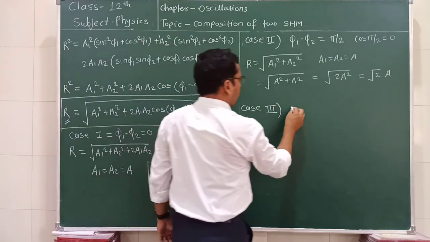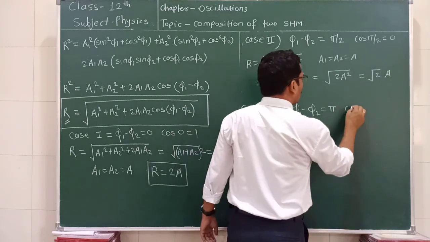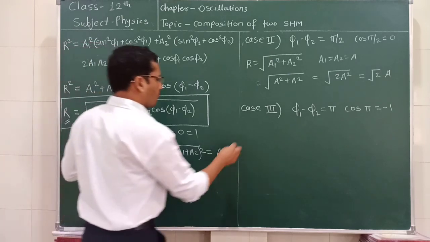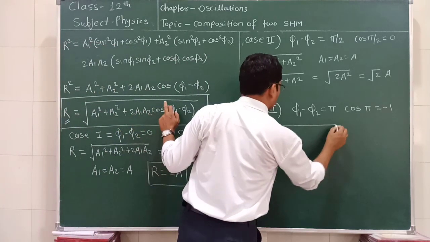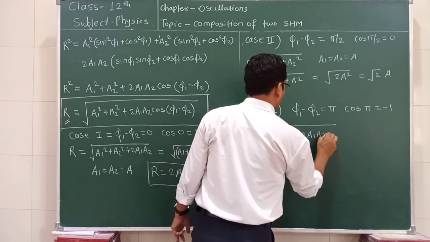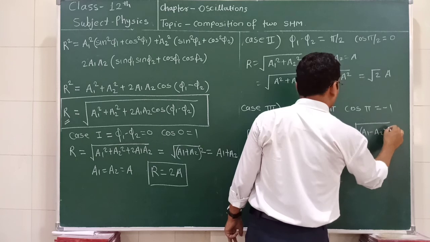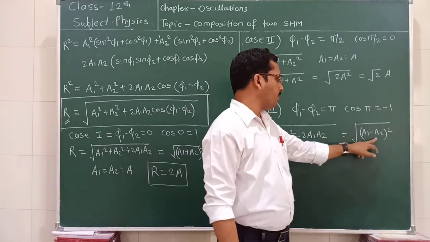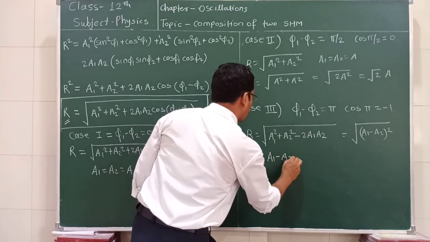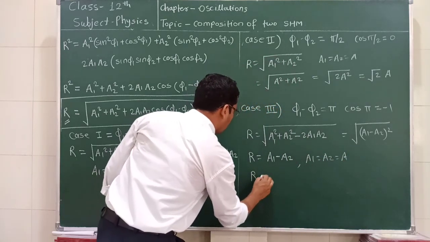What is case 3? If the initial phase difference phi 1 minus phi 2 is equal to pi, that is 180 degrees, then cos of pi is equal to minus 1. So if we keep this minus 1 value here, we get R is equal to under root A1 square plus A2 square minus twice A1 A2, which is nothing but the square root of A1 minus A2 whole square. This is the expanded form of A1 minus A2 square. The square root and square cancel, so R is equal to A1 minus A2. And if A1 is equal to A2 is equal to A, then R is equal to 0.